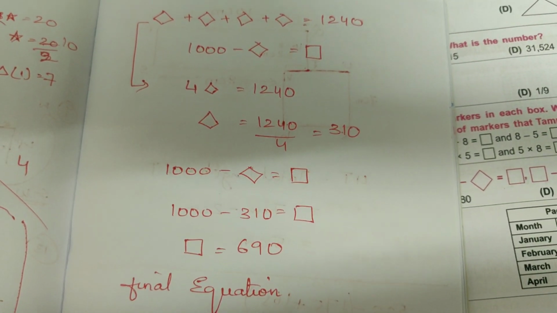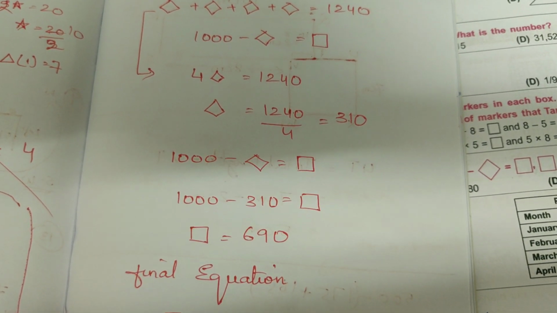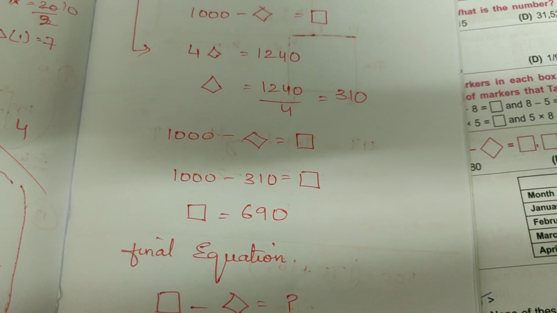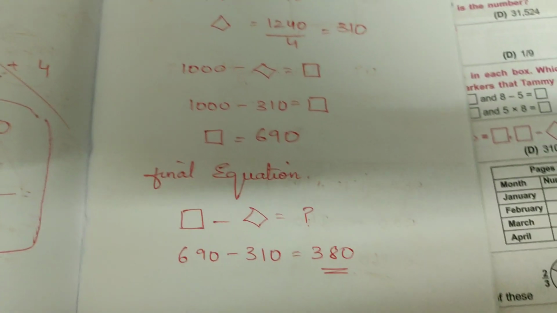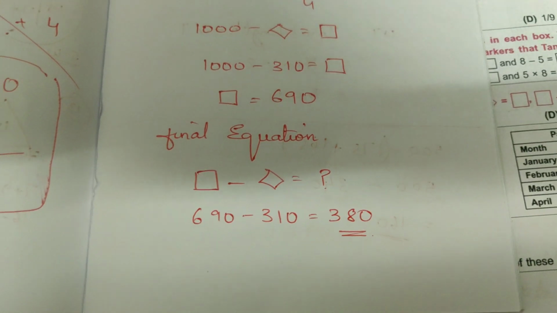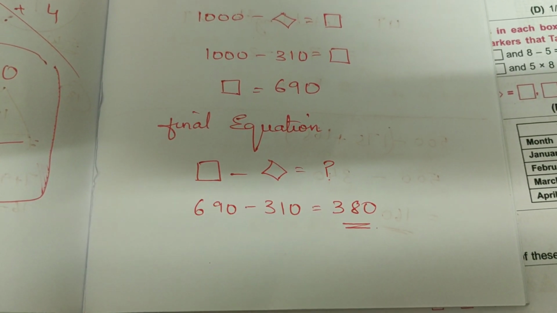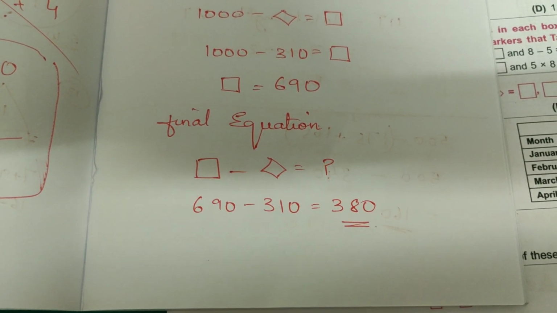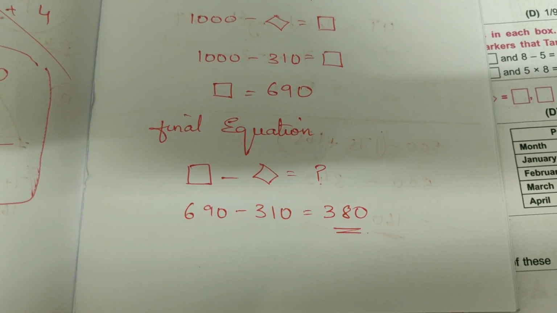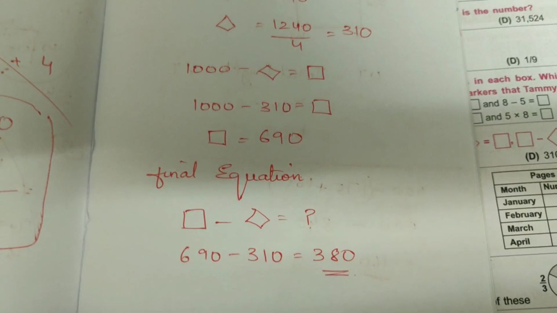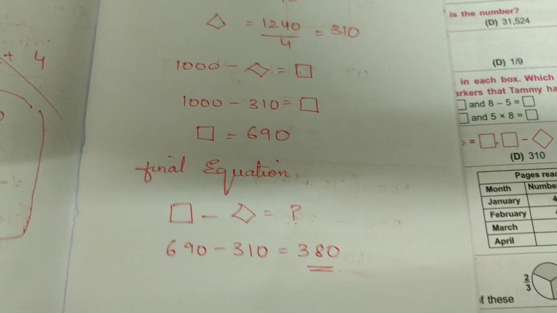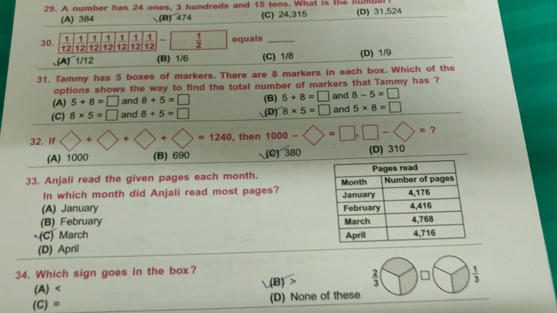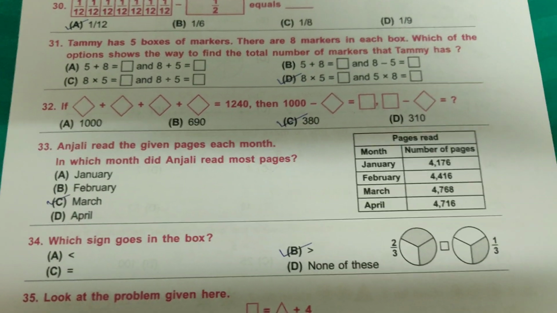So one diamond equals, when we solve it, 310. And 1000 minus diamond equals square, that is 1000 minus 310 equals square, and square equals 690. The final equation given to us was square minus diamond equals what? So that is 690 minus 310, that is 380 is the answer. So the 32nd one answer is C-bit 380.